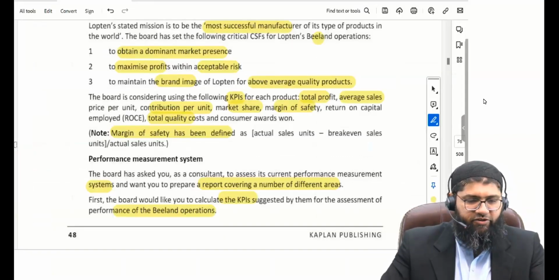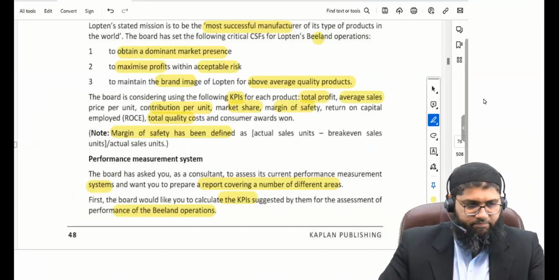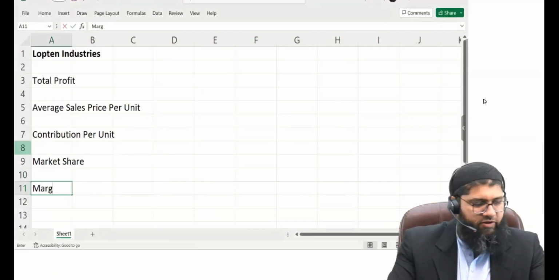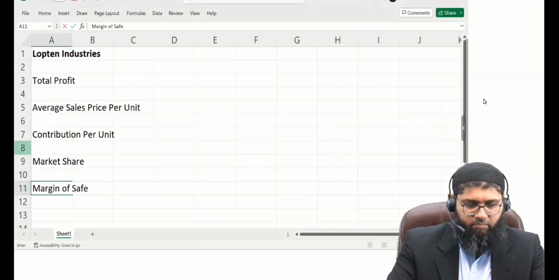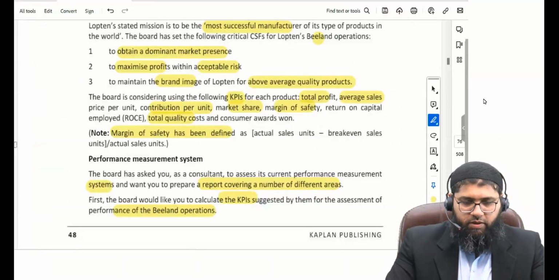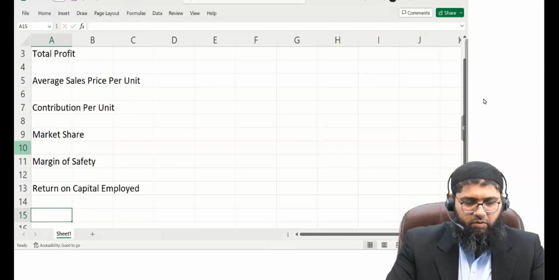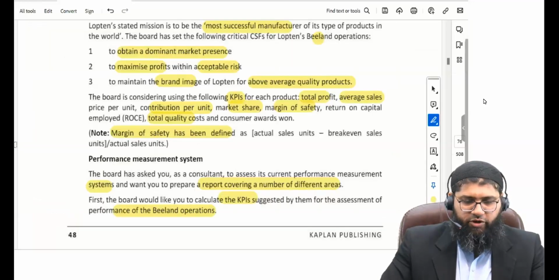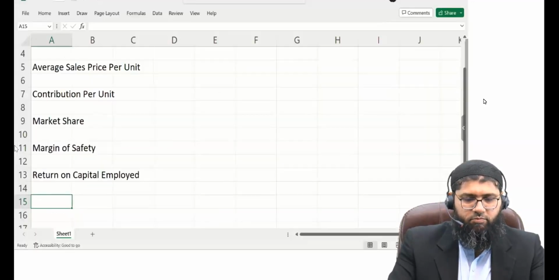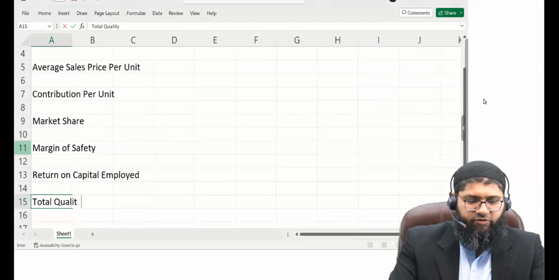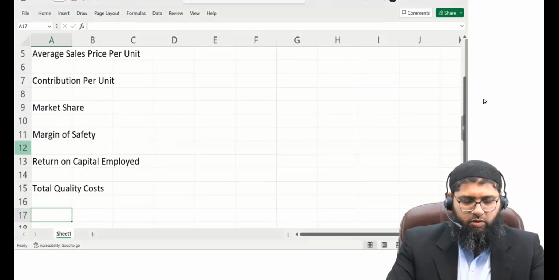Okay, so market share. Then you have got margin of safety. Then he has got return on capital employed. Furthermore, you have got total quality cost, and number of consumer awards won.